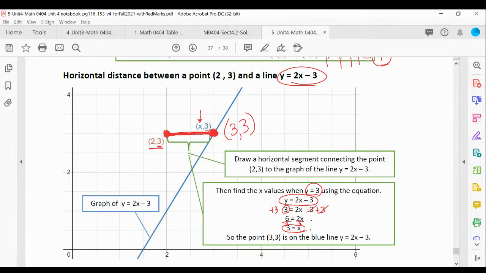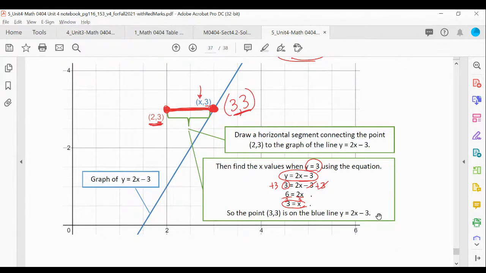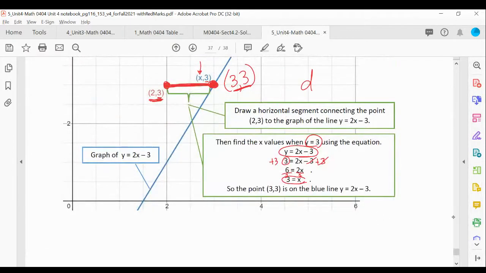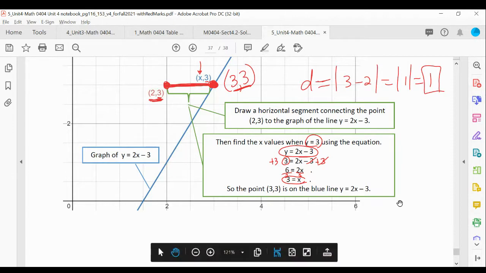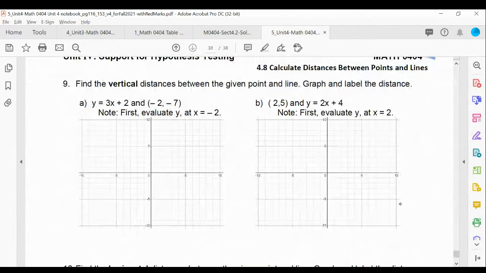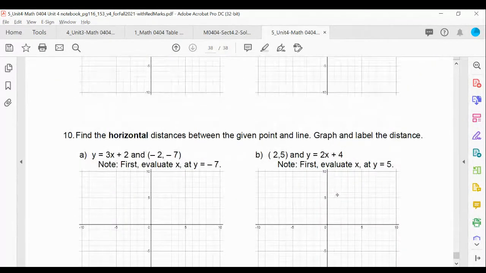So again, how do we find the horizontal distance between (2, 3) and (3, 3)? The same way we've done in the previous videos. Let's take the absolute value to find that horizontal distance between the x values. So |3 - 2| is the absolute value of 1, and this answer is positive 1. So that horizontal distance is 1. Let's try one example to find the vertical distance, and then another example to find the horizontal distance.